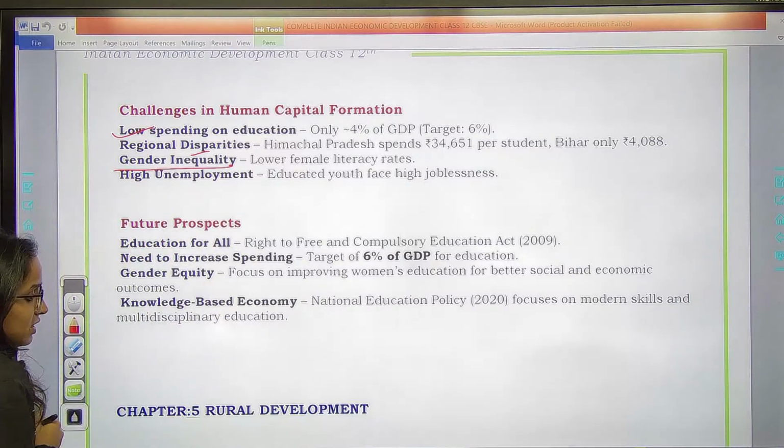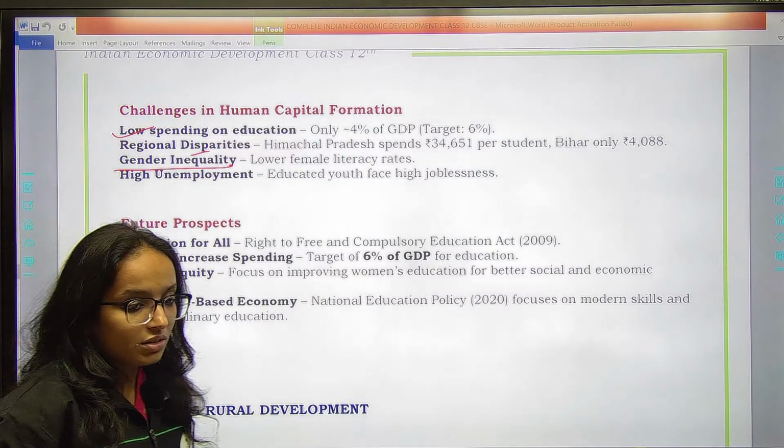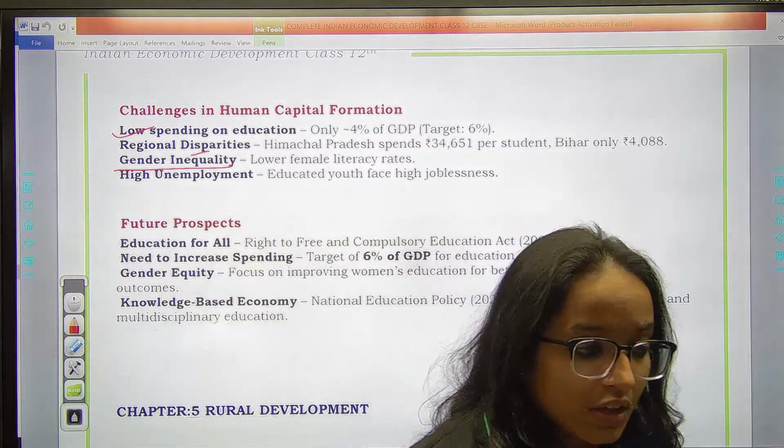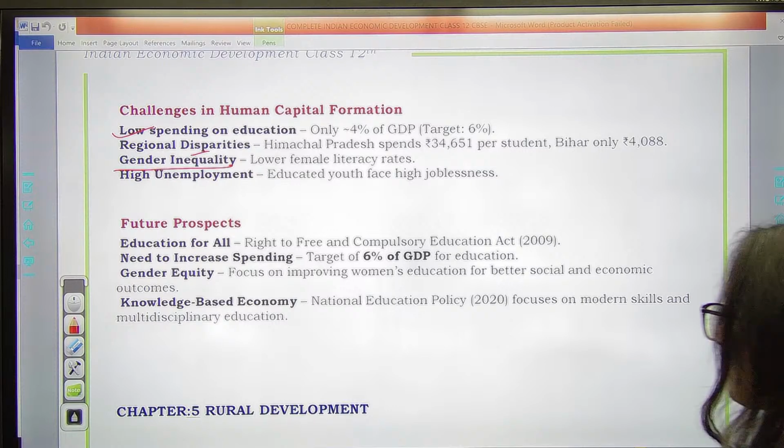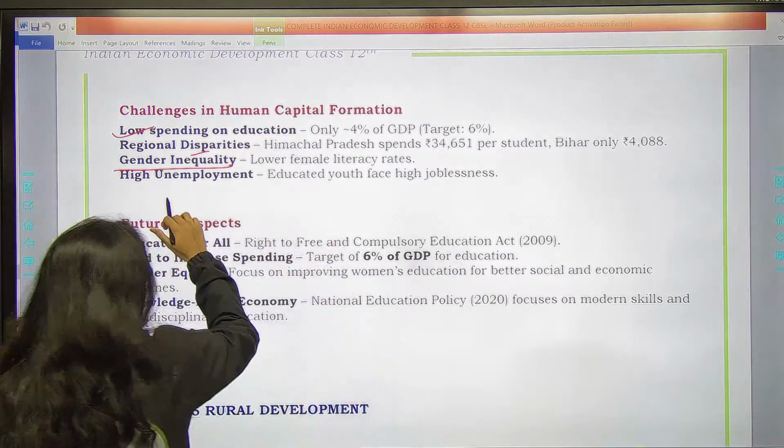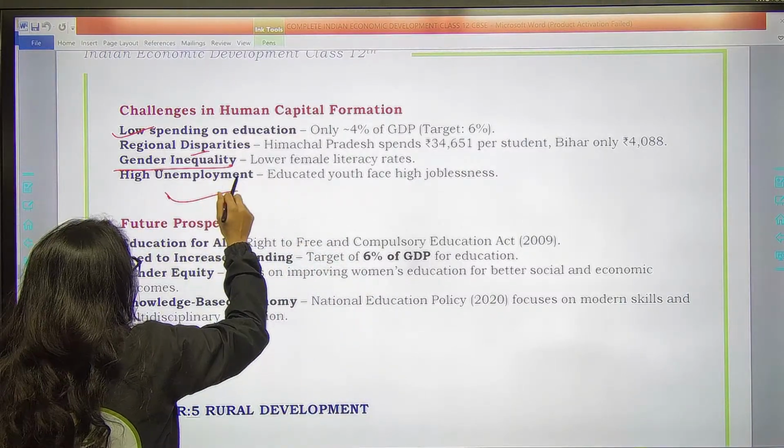Gender inequality is still an issue. Although female literacy has improved, female literacy is still lower than male literacy levels. So that has to improve. High unemployment is also one of the challenges.